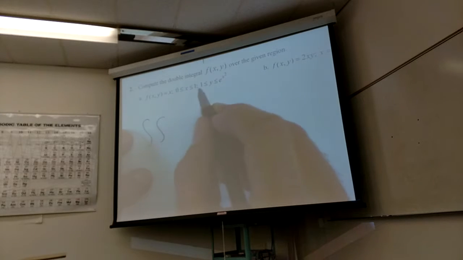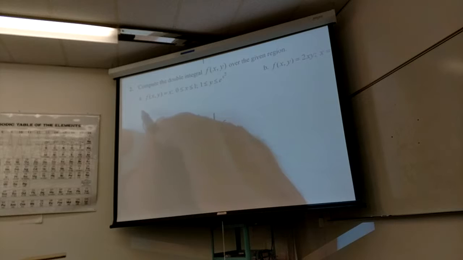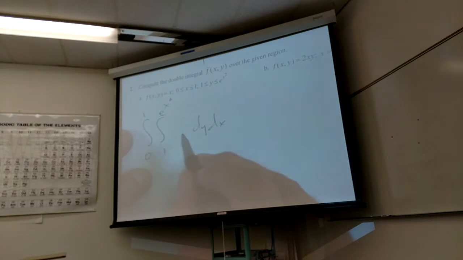Because that's the one that's going between two numbers. So as x goes from 0 to 1, y's got to go from 1 to e to the x squared. And inside I'm going to put x, because that's my function defining my outputs, my height over that floor.